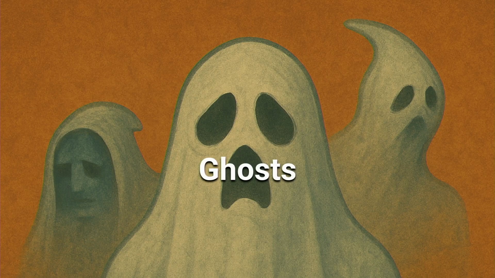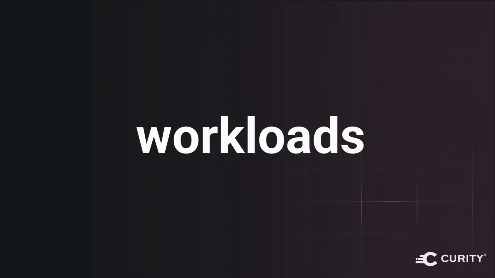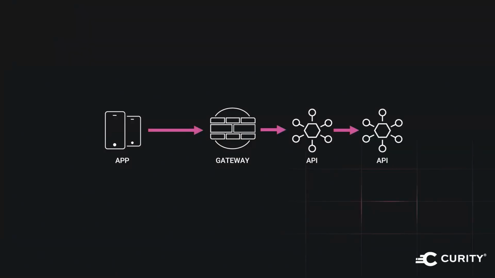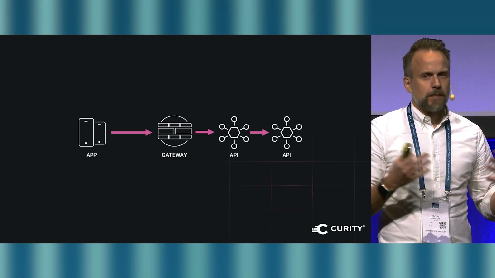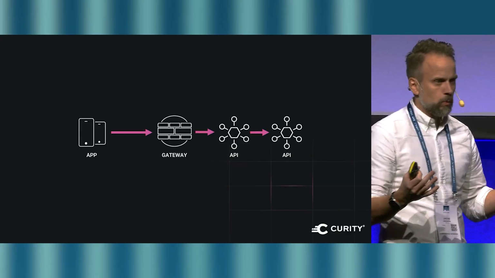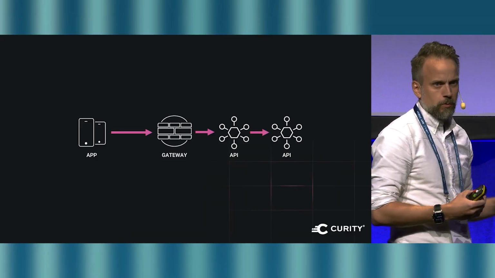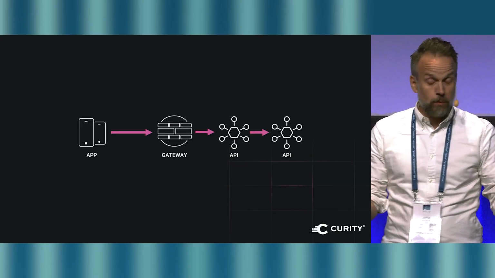So, let's talk about ghosts. Or more in particular, let's talk about workloads. Has anyone in here heard about workloads? Some. Okay, good. So we all know the architecture of an API infrastructure, right? We have APIs, we have gateways, we have applications accessing these gateways. That's the normal way we draw things when we draw boxes on the whiteboard to explain our stuff to anyone.